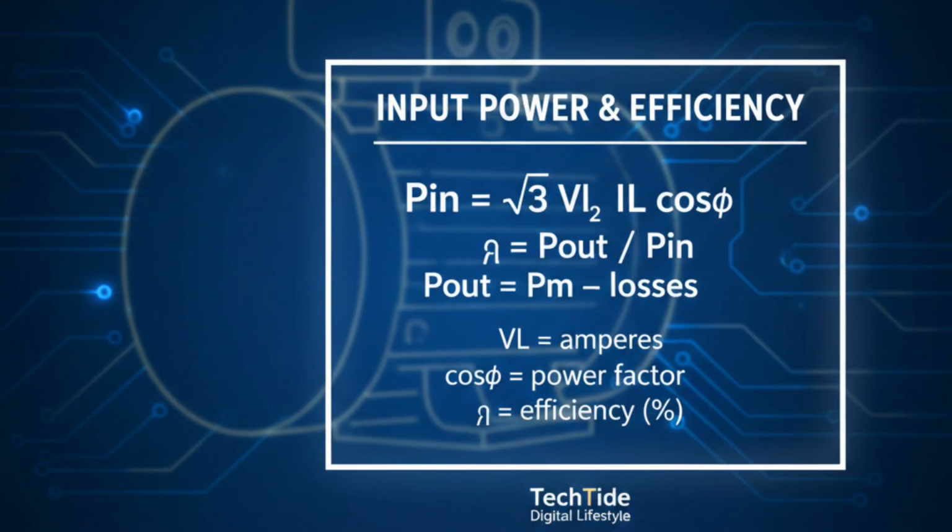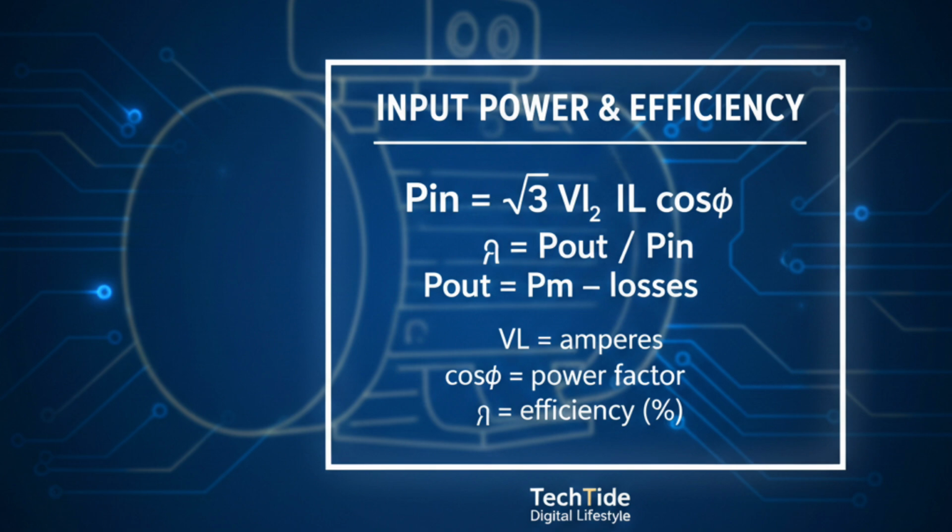Input electrical power of a three-phase induction motor is calculated using the square root of 3 formula multiplied by line voltage, line current, and power factor. Input power is measured in watts. Efficiency is represented by eta and is the ratio of output mechanical power to input electrical power. Output power is equal to mechanical power developed minus mechanical losses like friction and windage. These formulas are commonly used in efficiency calculations.